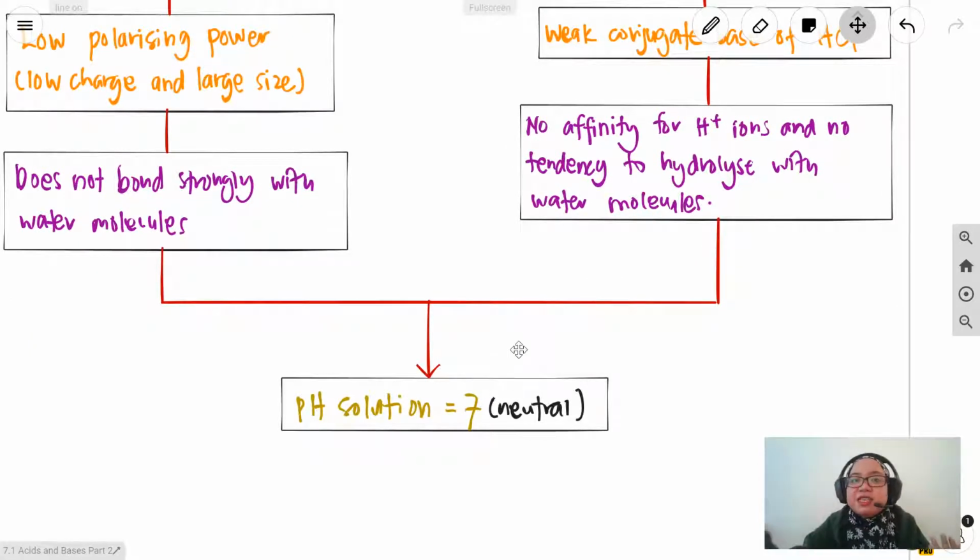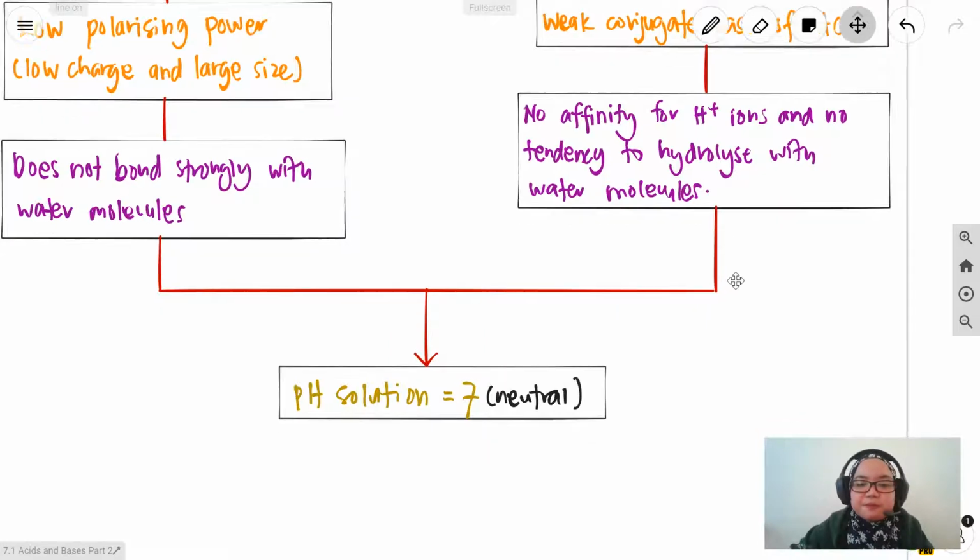Okay, just now the salt was acidic, causing the solution to be acidic. So now, because the salt is neutral, the solution is also neutral. The pH is 7.